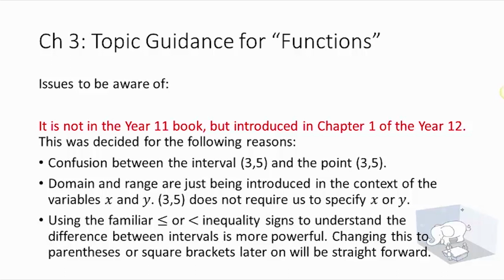Domain and range are only just being introduced in the context of these variables x and y, and 3, 5 doesn't require us to say x or y. So when you write an inequality interval, then we would need to have the x or the y in the middle, or indeed other letters in the middle. But 3, 5 doesn't specify x or y, so while students are still learning what domain and range mean, it makes sense for them to refer to the x and y to establish that they are clear on that in their own head.